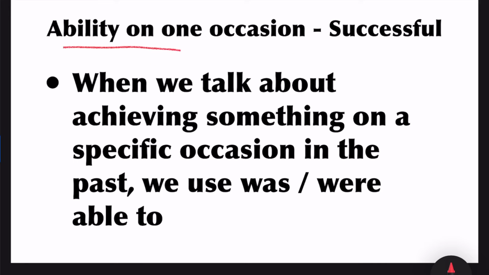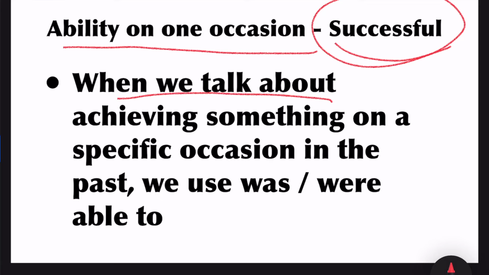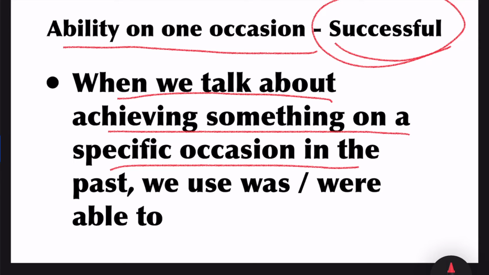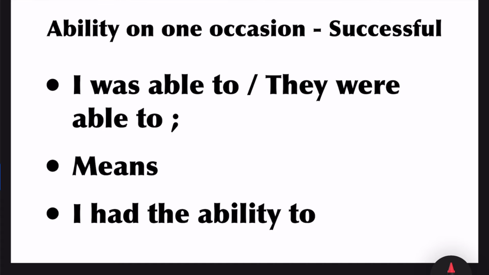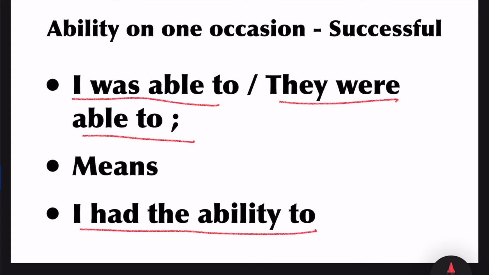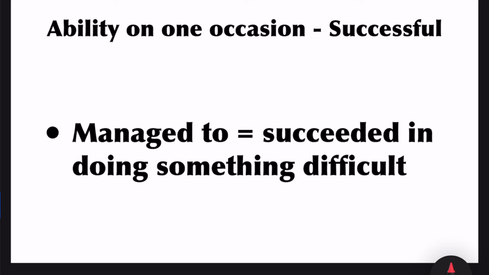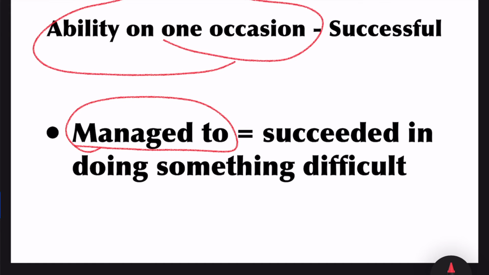Now, ability on one occasion, that is successful ability. When we talk about achieving something on a specific occasion in the past, we use was able to or were able to. I was able to or they were able to. What does it mean? I was able to and they were able to mean I had the ability. We can also use managed to express our past ability on one particular occasion.